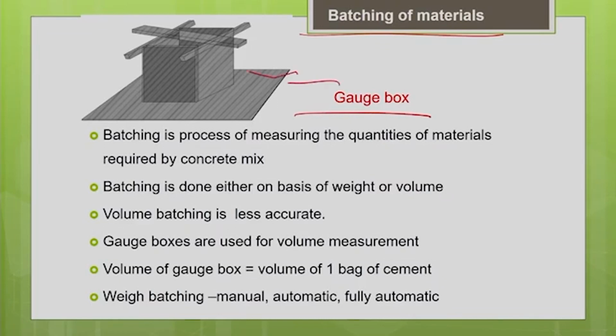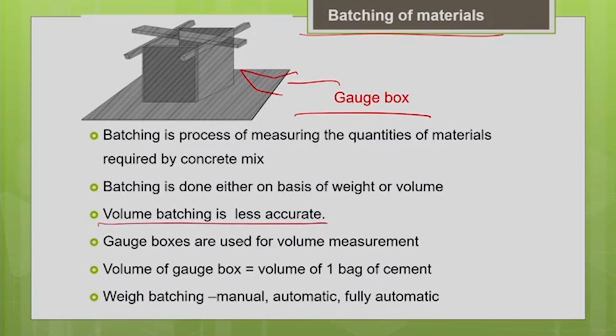See, they use these gauge boxes. These gauge boxes are standard wooden boxes or steel boxes. The volume of one gauge box is equal to the volume of one bag of cement. So they use this for the measurement of the ingredients of the concrete. But one thing to be noted is that volume batching is less accurate when compared to weight batching.